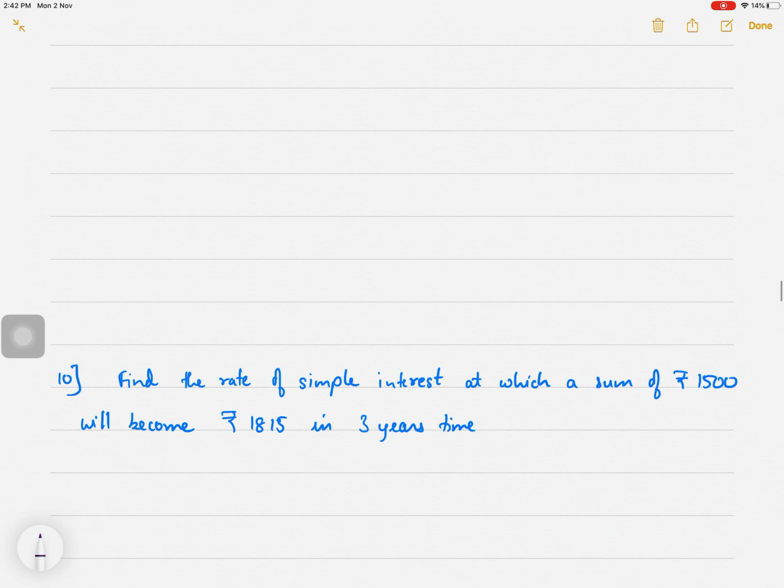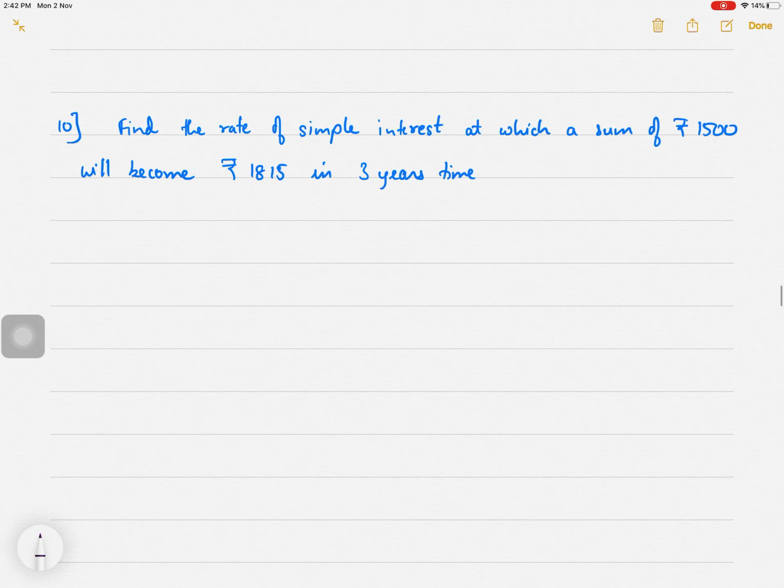Now let's see the next question. Find the rate of simple interest at which a sum of rupees 1500 will become 1815 in 3 years. That means principal is 1500 and amount is 1815 in 3 years. That means N is 3 and you have to find out R.